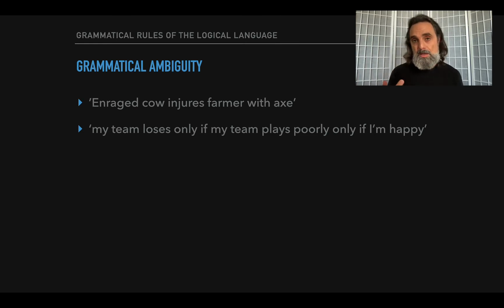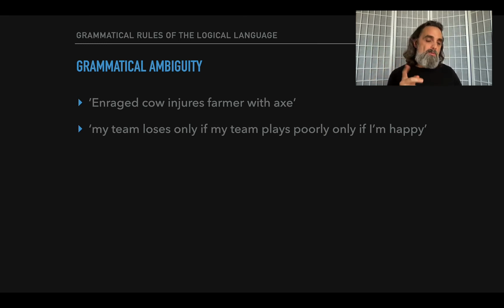So natural languages, the languages that we're able to learn just as humans, as part of human psychology, part of human nature, have grammatical ambiguities in them. What's an example? There's this sentence: "Enraged cow injures farmer with axe." This sentence is ambiguous, not because of multiple meanings of any of the words, but because of how "with axe" is working.